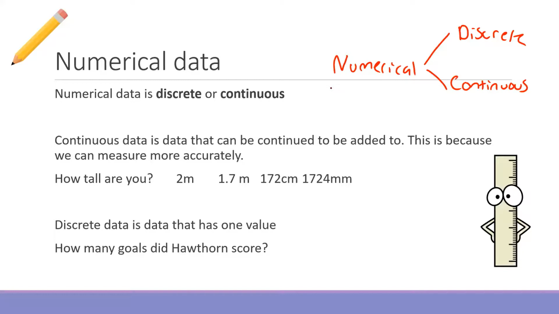Anyway, numerical data is discrete or continuous. Let's talk about continuous data first. Continuous data is like one of the harder ones. I often get students a little bit confused about continuous data. Continuous data is data that can be continued to be added to. This is because we can measure it more accurately.